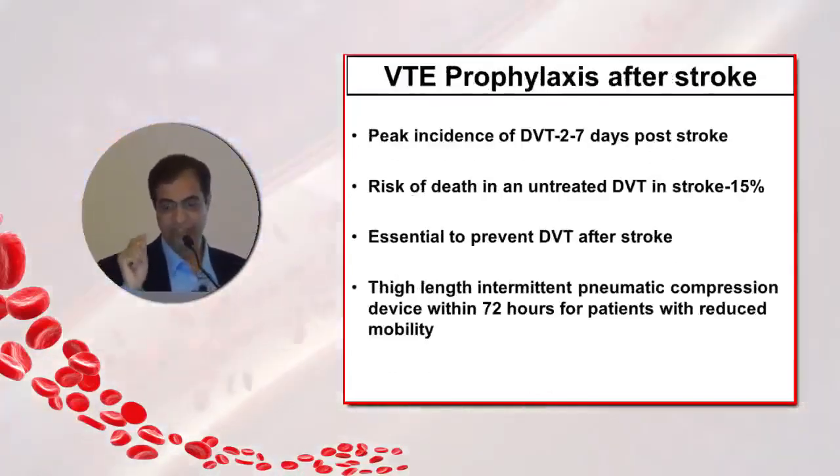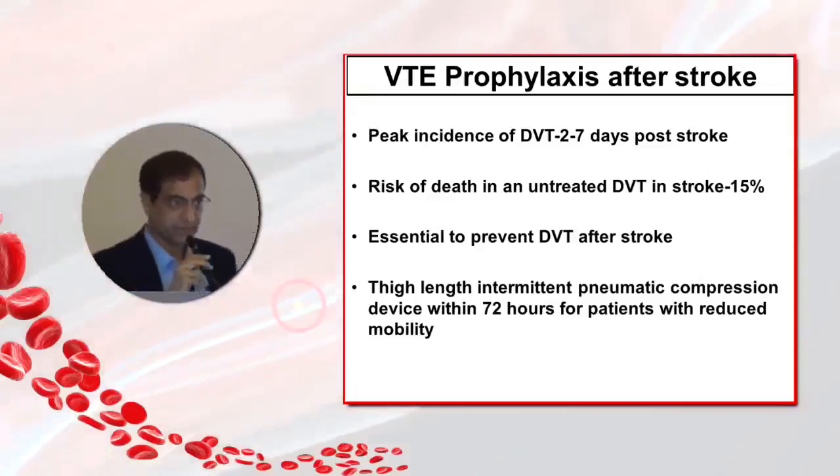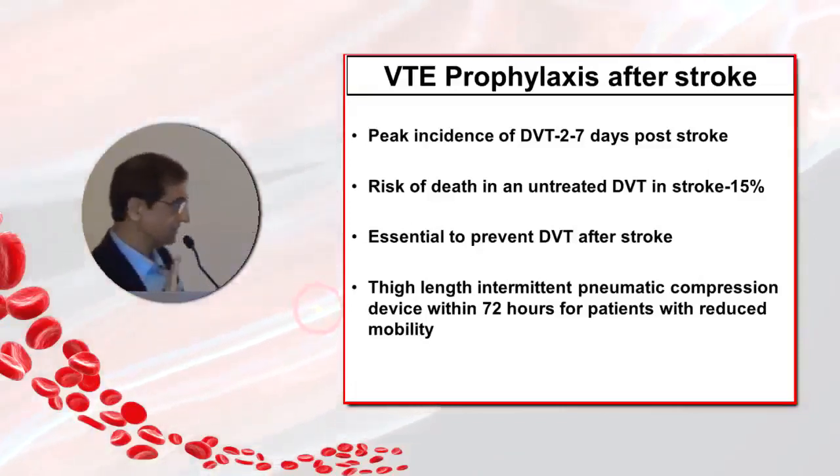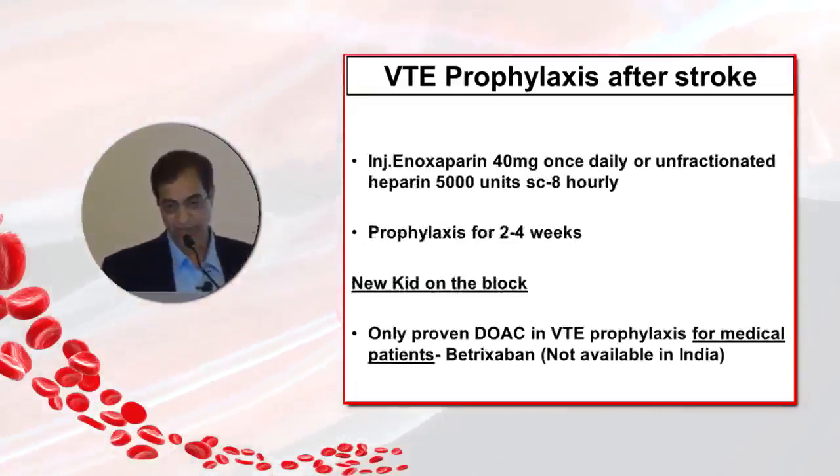The VTE prophylaxis after stroke is enoxaparin 40 milligram once daily, or if your patient is not very affluent, unfractionated heparin 5,000 units 8 hourly. Prophylaxis is for 2 to 4 weeks, not for a very extensive time. And the new kid on the block, the only proven DOAC in venous thromboembolism prophylaxis for medical patients, is Betrixaban. And Betrixaban is not yet available in India. But this is probably going to be the new kid on the block.